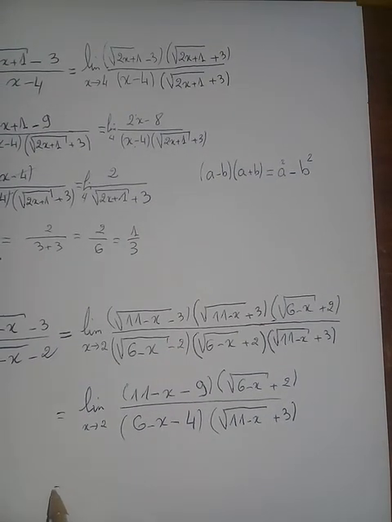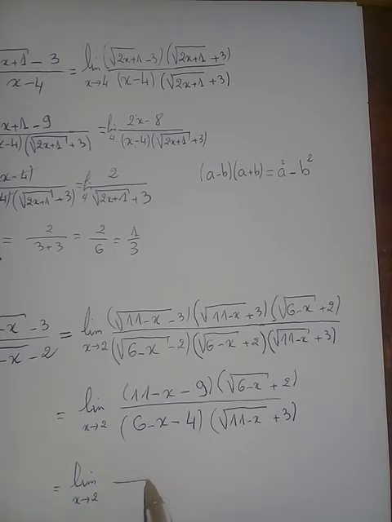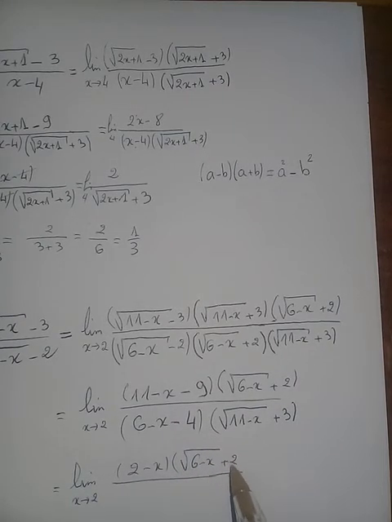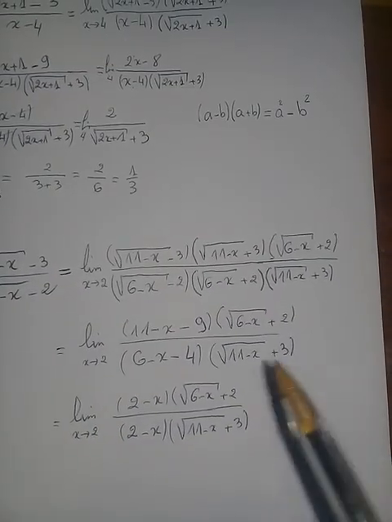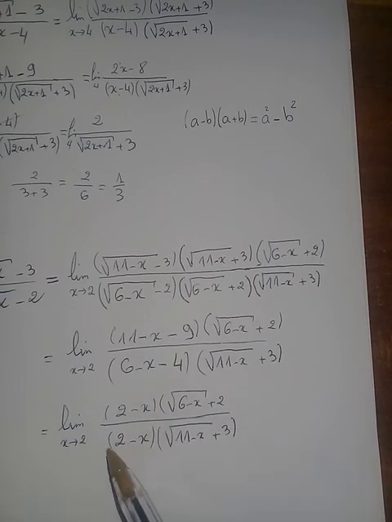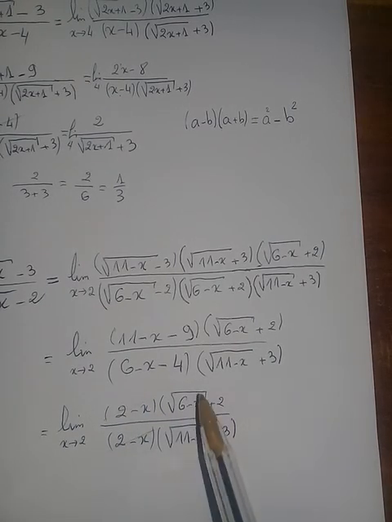So it's the limit when x approaches 2 of 2 minus x, this one, over here it's 2 minus x times this one. So this will cancel and we're left with this.